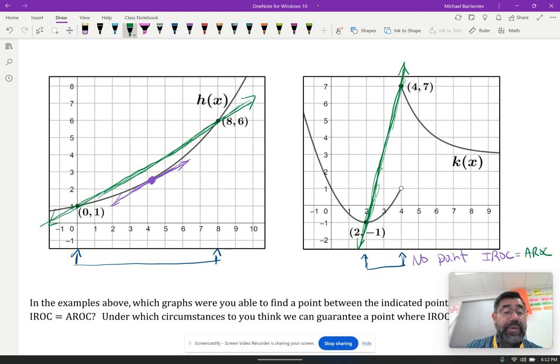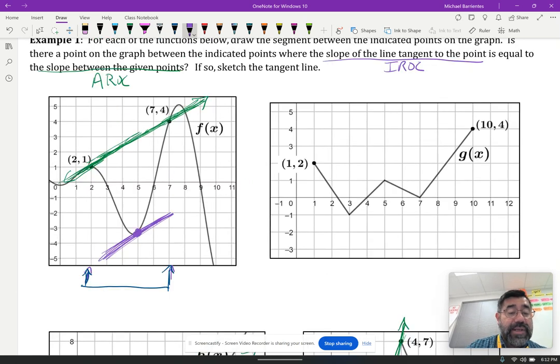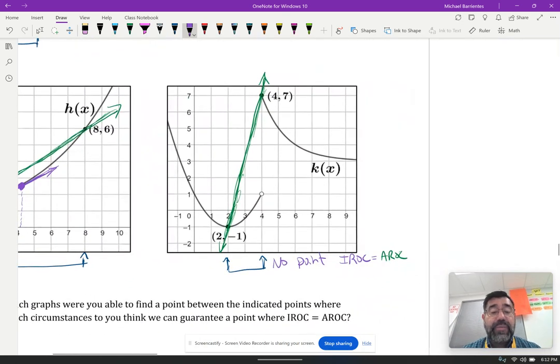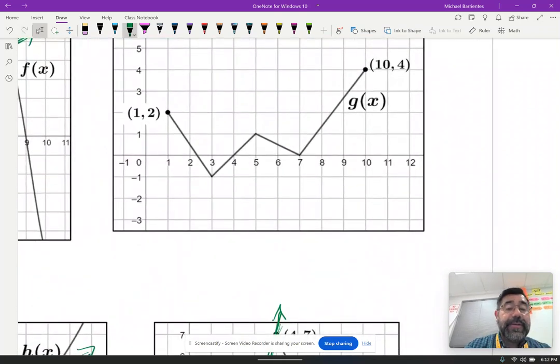Over here, there was a point, and we guessed that it happened somewhere after 4. In the first example, we said maybe the point happens at 5. But with k of x, there was no point. There is no point where, if I draw the tangent line, it's the same slope as the green secant line. So why does it work with these two but not the others? We still have one more function, g, so let's do the last function here.